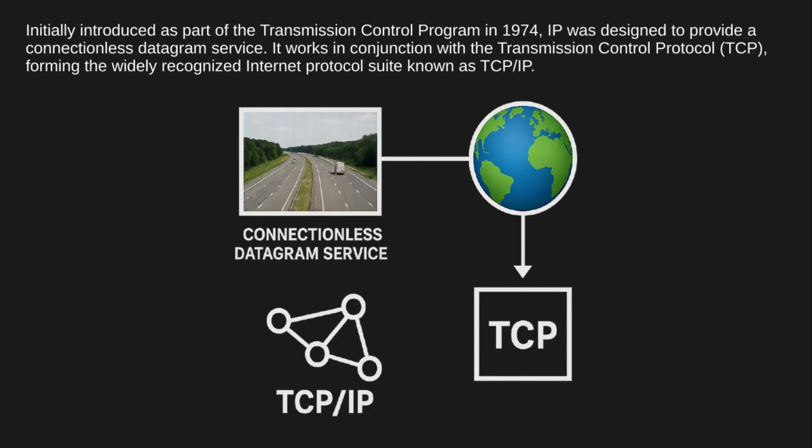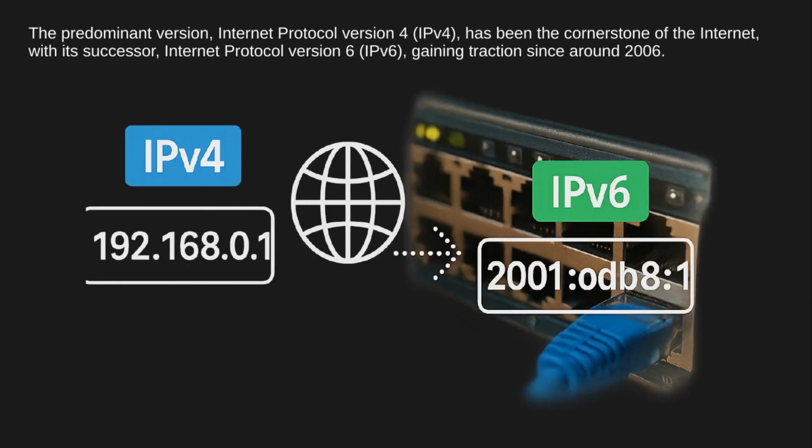Initially introduced as part of the Transmission Control Program in 1974, IP was designed to provide a connectionless datagram service. It works in conjunction with the Transmission Control Protocol, forming the widely recognized Internet Protocol Suite known as TCP/IP. The predominant version, Internet Protocol version 4, has been the cornerstone of the Internet, with its successor, Internet Protocol version 6, gaining traction since around 2006.